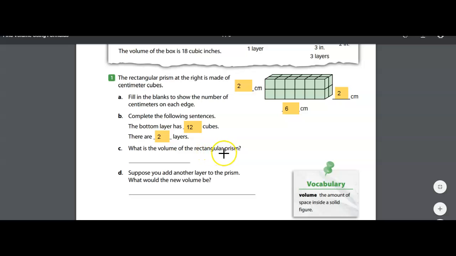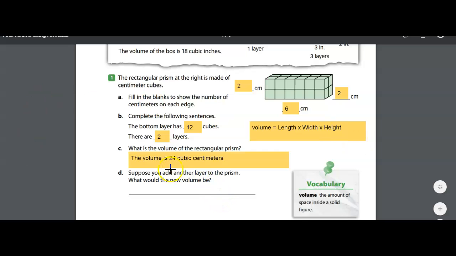What is the volume of the rectangular prism? So based on our previous video, we stated volume equals length times width times height. So press pause and calculate the volume on your own. So the volume is 24 cubic centimeters. How did I find that? I simply multiplied my length, 6 centimeters, times my width, 2 centimeters, times my height, 2 centimeters.